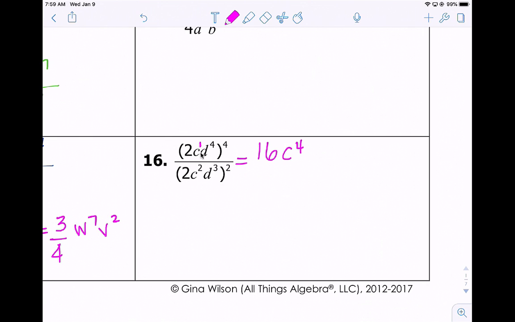All right, and then we have d to the 4th to the 4th. So again, we have one variable, 2 exponents, so 4 times 4 is going to be 16. All right, then the denominator, same process. We have 2 squared, so 2 squared is 4, because 2 times 2 is 4. Then we have c squared squared. Again, we multiply these, so 2 times 2 is 4, so c to the 4th.